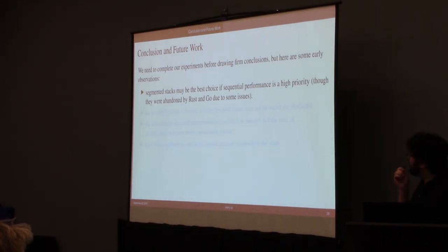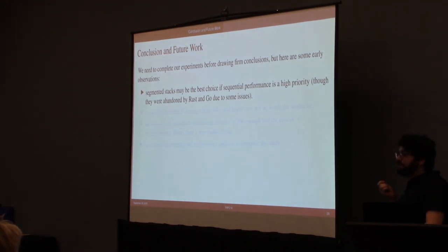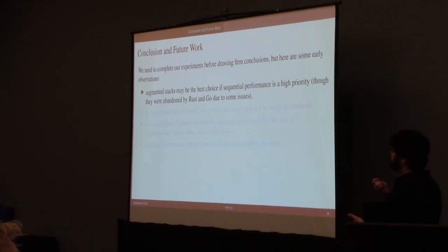So in conclusion, we need to finish our experiments first before we can draw any strong conclusions. But from what we've seen, it seems that segmented stacks might be the best choice because there's a lot of benefits to be had with segmented stacks if you're willing to trade a little bit of performance. There may be some issues you may run into with foreign function calls. I know multicore OCaml is totally okay with switching to a C stack. I can add some tests to see how fast foreign function calls are in the full evaluation. I don't know why Go didn't.